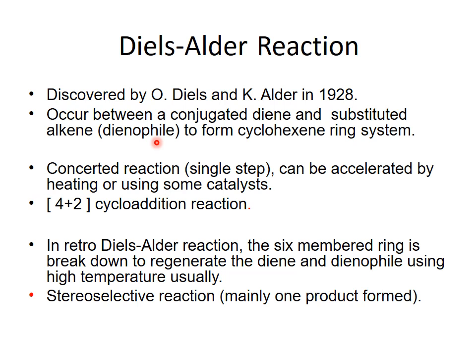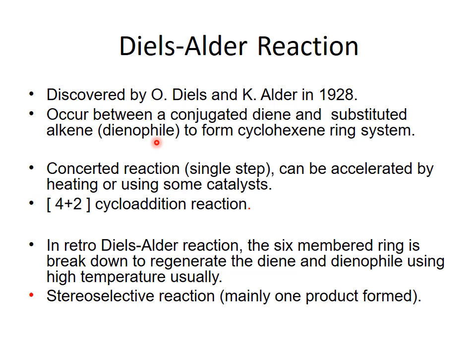This is a concerted reaction. This reaction completes in one step and can be accelerated by heating or some catalyst. A Lewis acid can be used as a catalyst to speed up and increase the rate of the Diels-Alder reaction. This is simply a 4+2 cycloaddition reaction. Why do we call it 4+2? Because the diene consists of 4 carbon atoms and the dienophile consists of 2 carbon atoms.